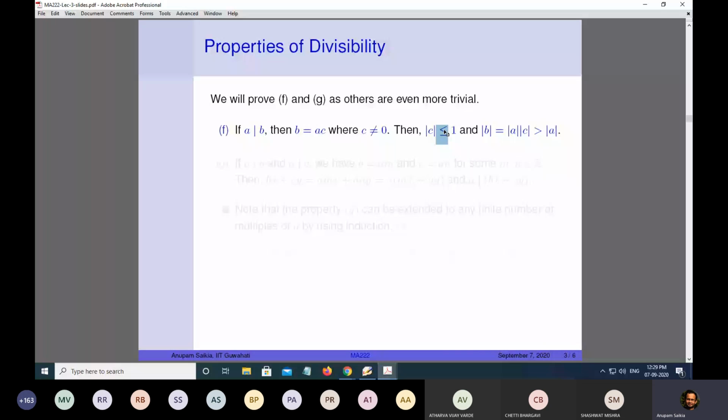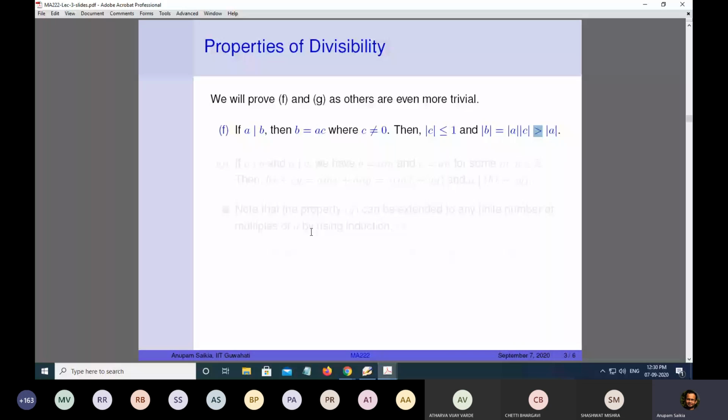Then mod B is mod A times mod C, and it is certainly bigger than or equal to mod A. These are typos: it need not be strict, it should be bigger than or equal to, and this is also bigger than or equal to. So these two should be bigger than or equal to. Anyway, I'll correct it in my notes when I upload the slides.